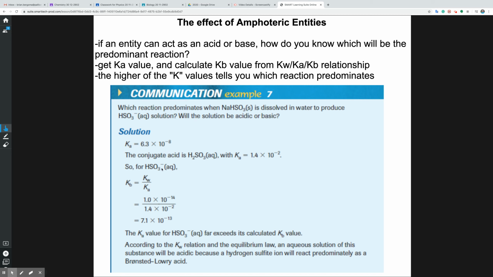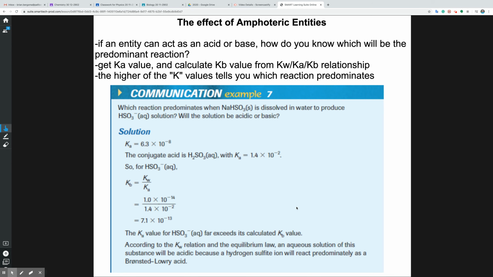So for HSO3 negative, we can put those numbers in: 7.1 times 10 to the minus 13. So the Ka for the hydrogen sulfite ion far exceeds the Kb value. According to the Kw relationship and the equilibrium law, an aqueous solution of this substance will be acidic because the hydrogen sulfite ion will react predominantly as a Bronsted-Lowry acid.